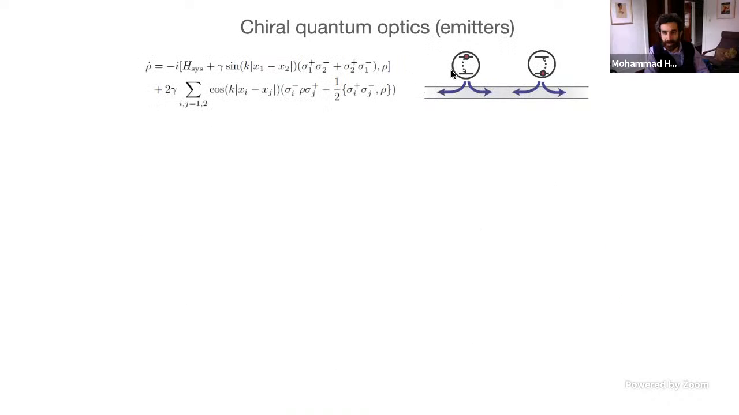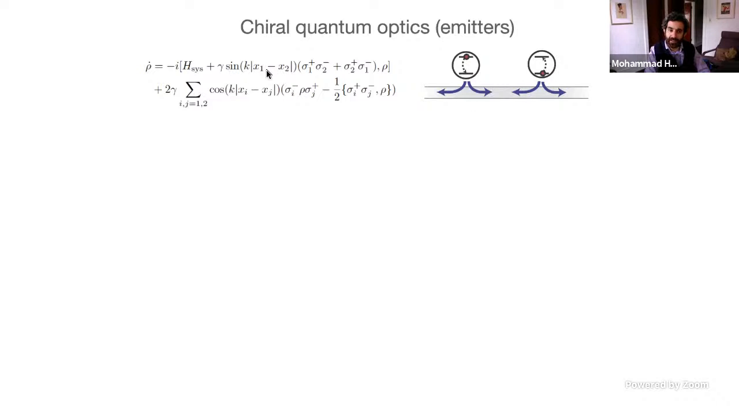One can also look at the emitters. One can integrate out the waveguide and then see what kind of effective interaction you get for spins. If it's a non-chiral system, and you integrate out your waveguide, you get a master equation like this. Basically a flip-flop Hamiltonian, where these two emitters can exchange a photon, and then you flip-flop like this and that.